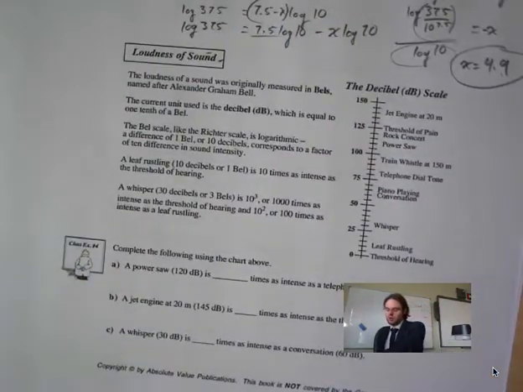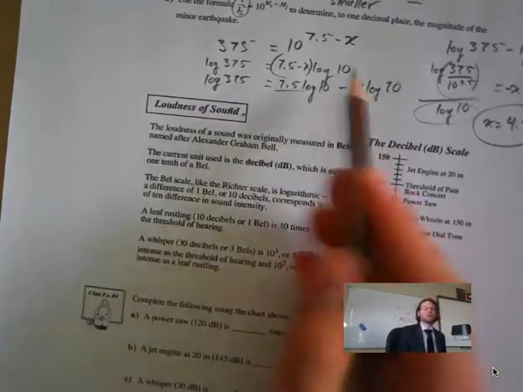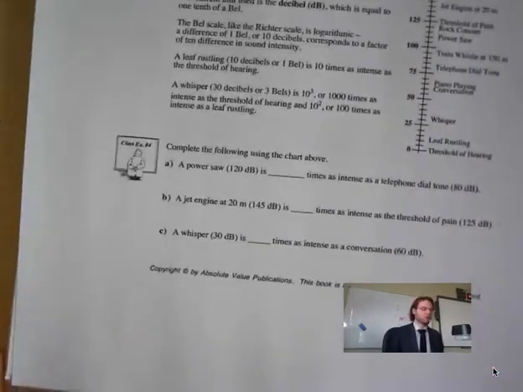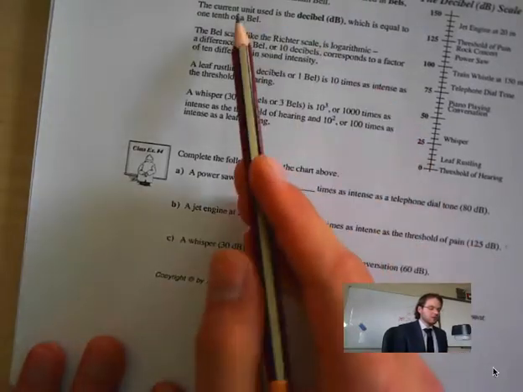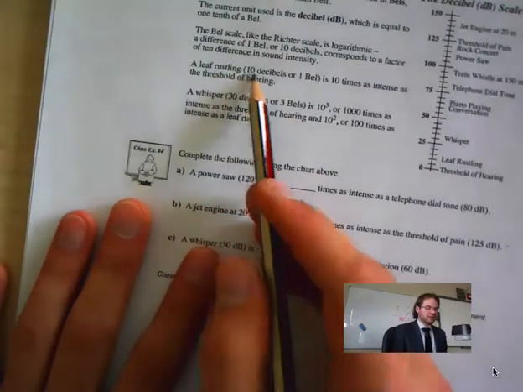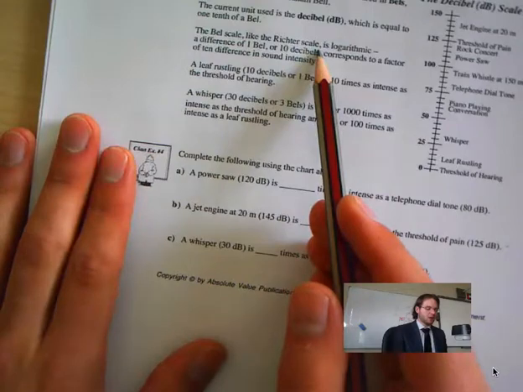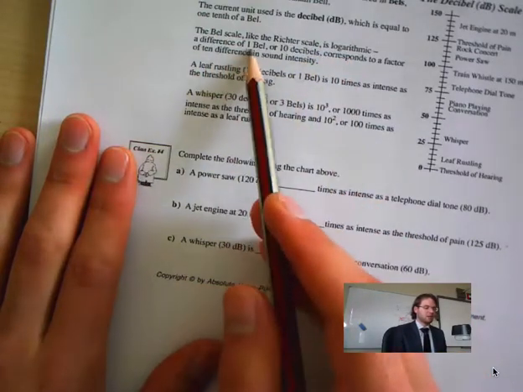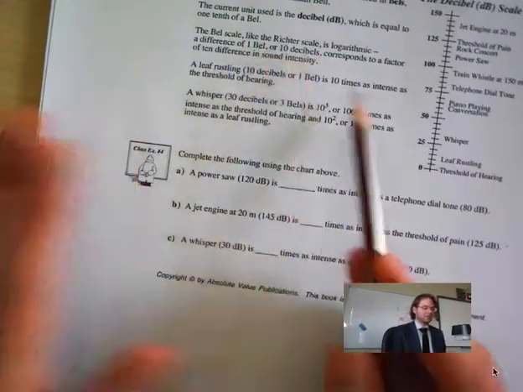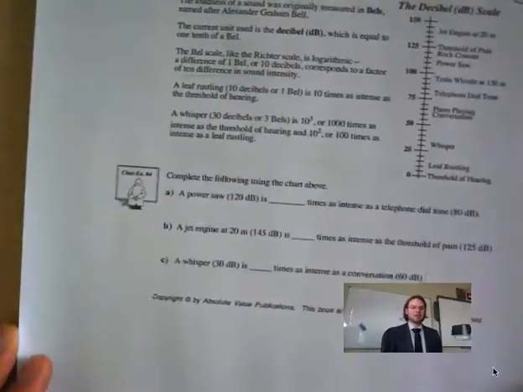All right. So the next one we're going to look at is going to be sound. Okay? Another one, you could have done this in another way too, which might have been easier. So now here we're looking at sound. Now sound is the decibel system. Okay? So a leaf rustling is 10 decibels or 1 bel. So it's the same idea as the other one. The scale of sound is a logarithmic difference of 1 bel or 10 decibels, which corresponds to a factor of 10 difference in sound intensity. So it's the same idea as the one before.